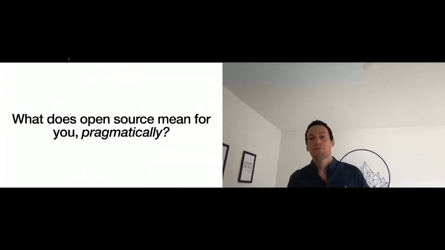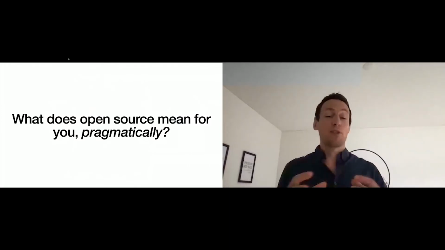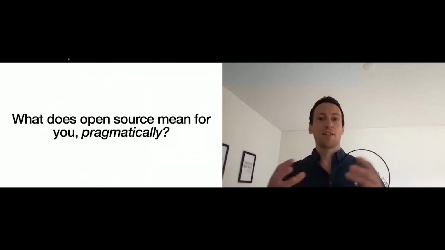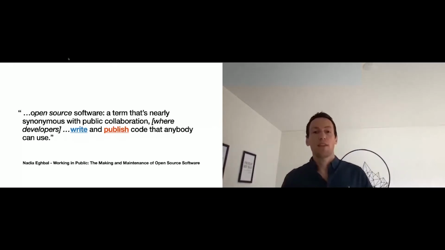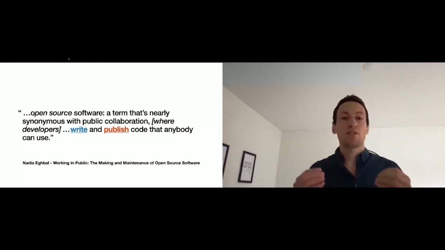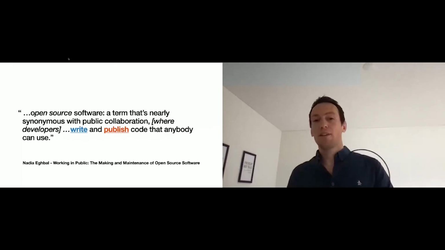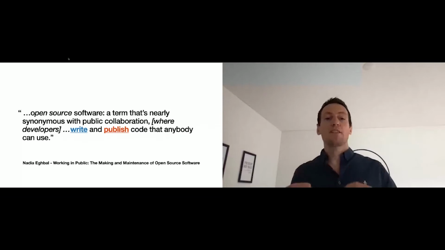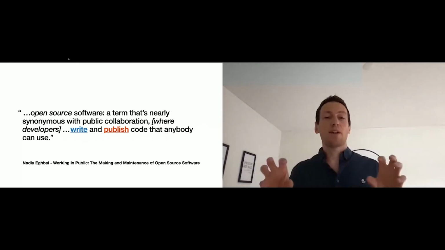So, what does open source mean for you pragmatically? We have this idea, it's about writing and publishing code, and we have this idea, it's kind of like giving a recipe for a loaf of bread. Now, I want to return back to this quote, but this time I want to emphasize two words: write and publish. Now, the reason I want to emphasize these words is when I was writing these slides, I was reflecting what it means to write open source software. And I figured you could actually tease these ideas apart.